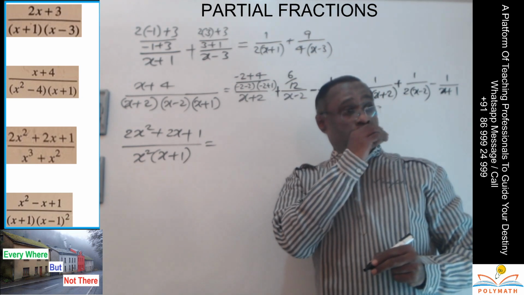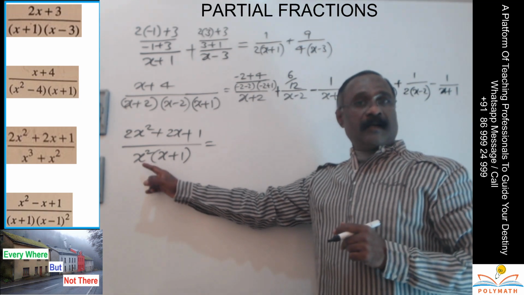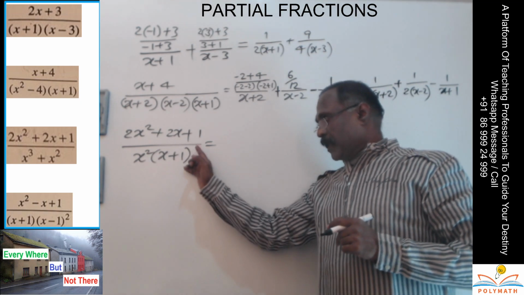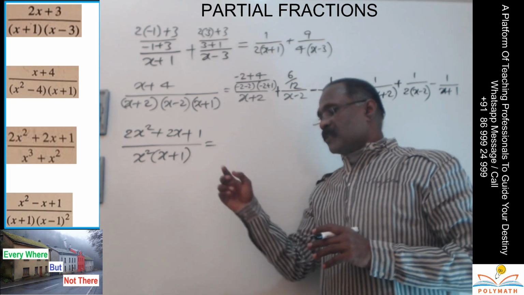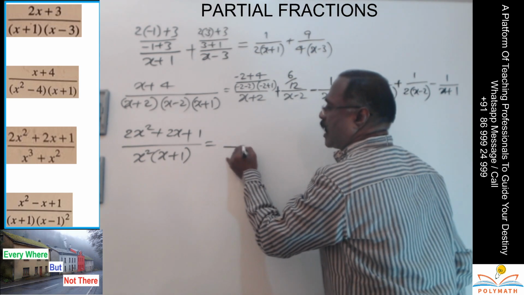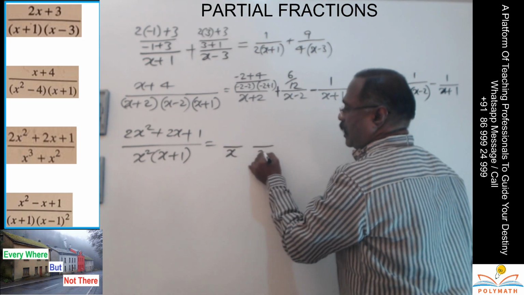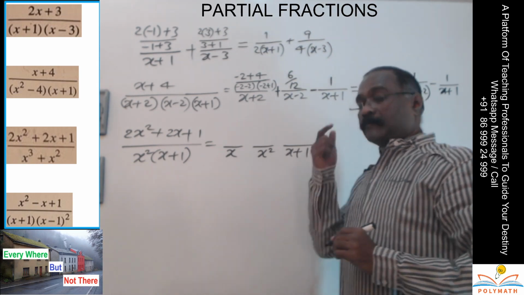Just see that. I have taken x square common. How many factors are there in the denominator? In the denominator, 2 plus 1, 3. You have to take like that. x power is 2 and x plus 1 power is 1. 2 plus 1, 3 factors. So correspondingly, you have to write x square, x plus 1. Okay?